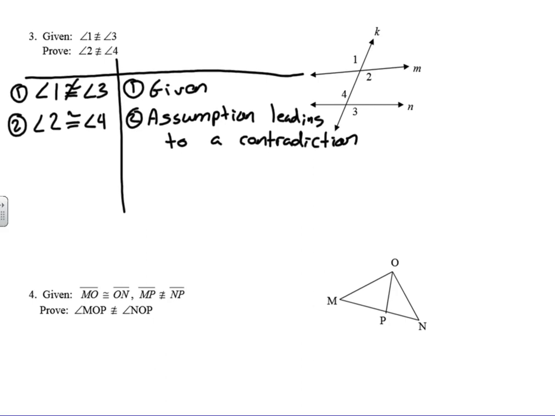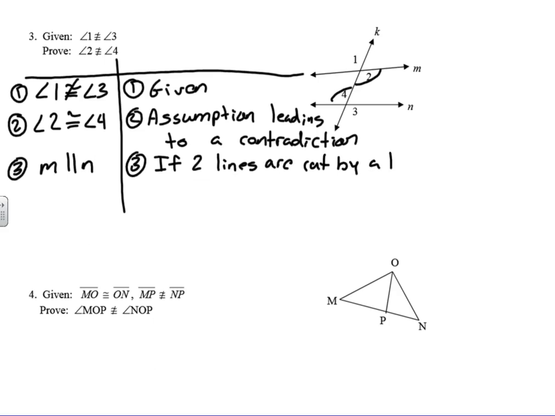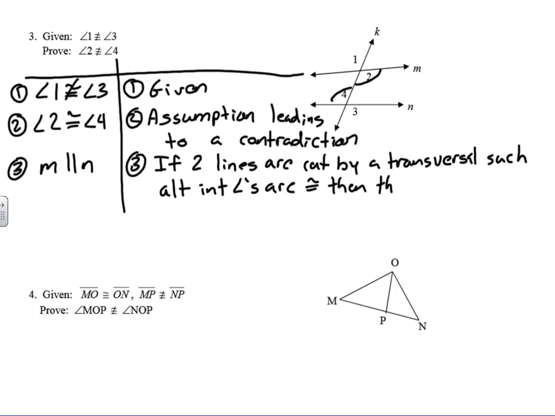All right, well, if we assume that 2 and 4 are congruent, 2 and 4 are alternate interior angles. So we could then say that M is parallel to N. If two lines are cut by a transversal such that alternate interior angles are congruent, then they are parallel.